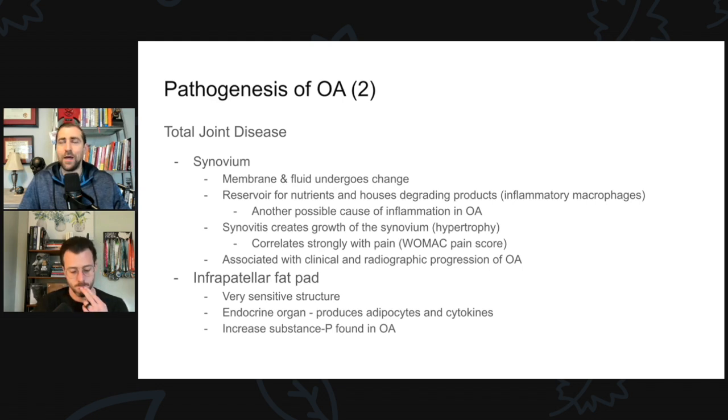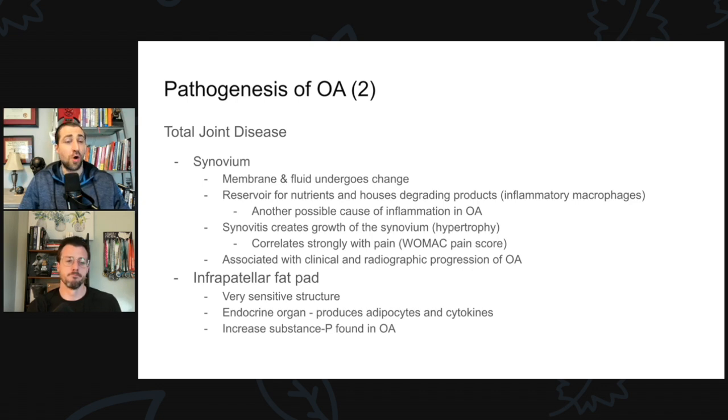So again, another potential marker of osteoarthritis that does correlate with pain, right? This is based on WOMAC pain scores. If they see a lot of increased synovitis via MRI, that also correlates with pain on these WOMAC outcome measures, right? It's also associated with clinical and radiographic progression of osteoarthritis. So as osteoarthritis gets worse, you tend to see more synovial thickening, hardening, hypertrophy.